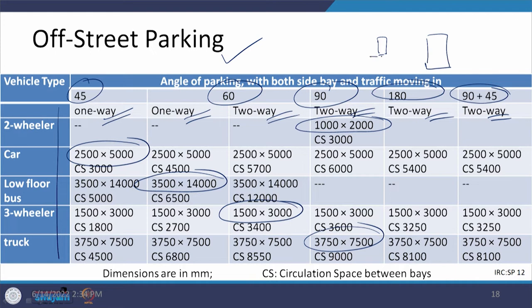Apart from this, there is going to be a circulation space. And when we are looking at this circulation space, again this is also related with the vehicle size and its maneuverability in terms of turning radius, etc. And what we see is that it is 3000 mm in the case of two wheelers. In the case of three wheelers, it changes from 1800 to 3600, depending on the angles and the movements. In the case of cars, it is 3000 to 6000. In the case of low floor buses, it is 5000 to 12000. In the case of trucks, it is 4500 to 9000. So, there is a big variation even in the circulation space which needs to be provided at the back of these parking spaces.